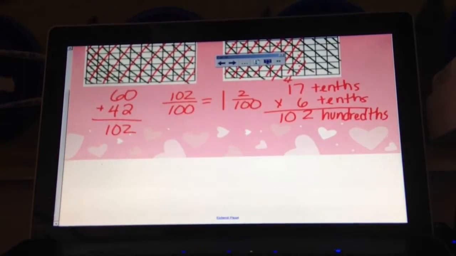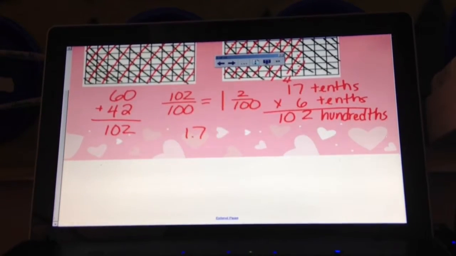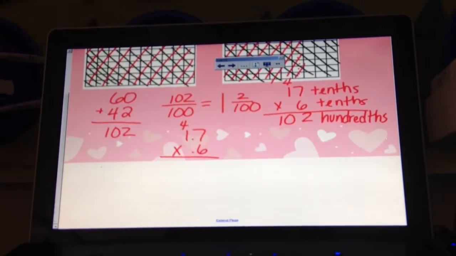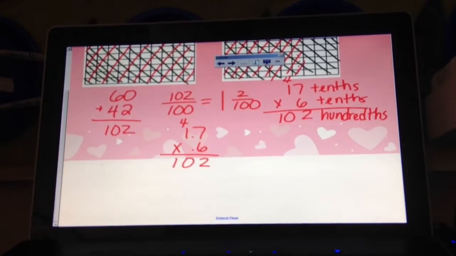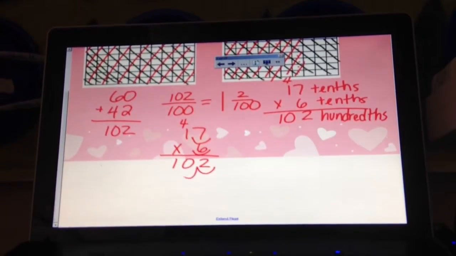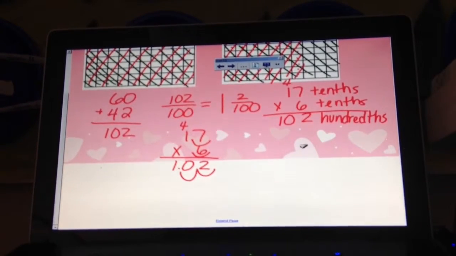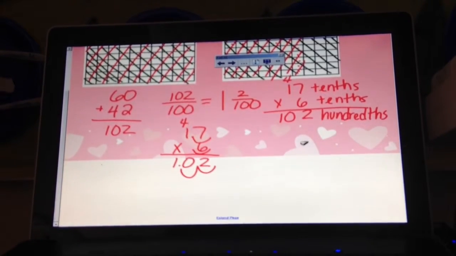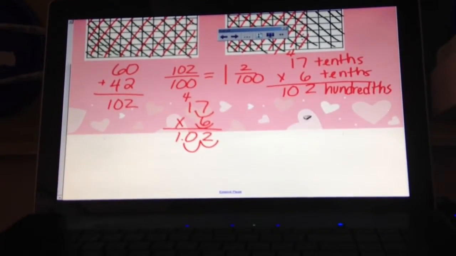And then if I just look at the algorithm, I have 17/10 times 6/10. 6 times 7 is 42. 6 times 1 is 6, plus 4 more is 10. I have 2 decimals in my problem, so I should have 2 in my answer. And again, I end up with 1 and 2 hundredths. 102 hundredths we know would be the same as 1 and 2 hundredths. Does that make sense?